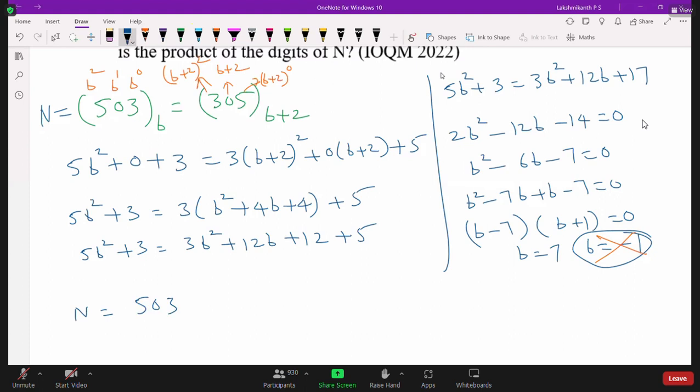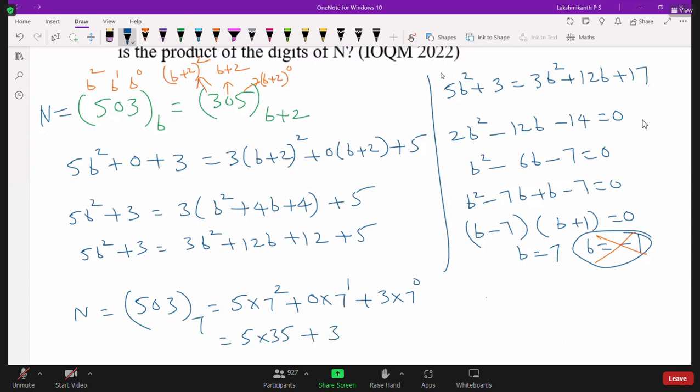503 in base b. What is the b value? 7. Convert into decimal form. So how can I write? 5 into 7 square plus 0 into 7 power 1 plus 3 into 7 power 0. 7 power 0 is nothing but 1. Now what is this? 5 into 35 plus 3.